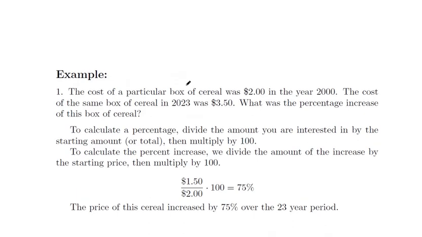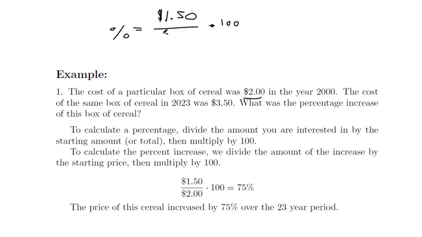To calculate a percent increase, you want to take the amount of the increase. So we went from $2 to $3.50, so we went up by $1.50, and then divide it by the starting amount. When you calculate percentages, it's the amount you're interested in, divided by the starting amount or the total, and then it's always times 100 at the end to convert from a decimal to a percent.